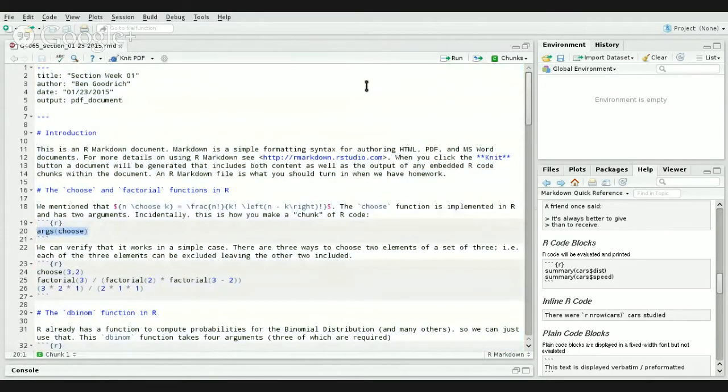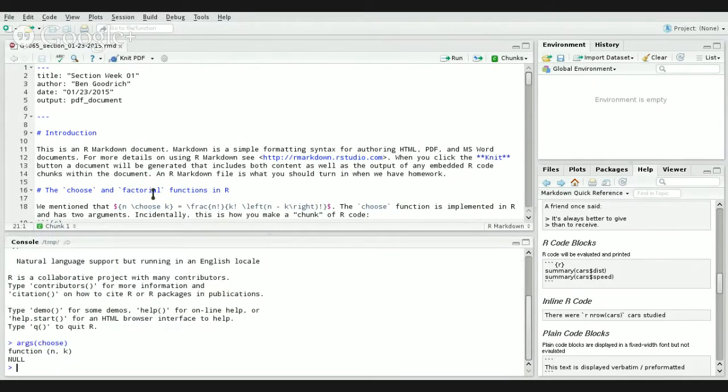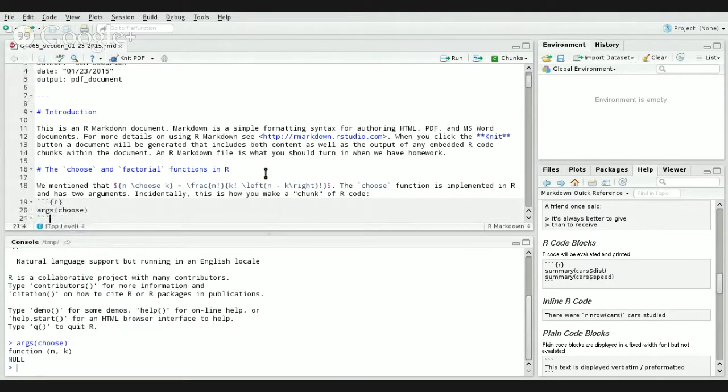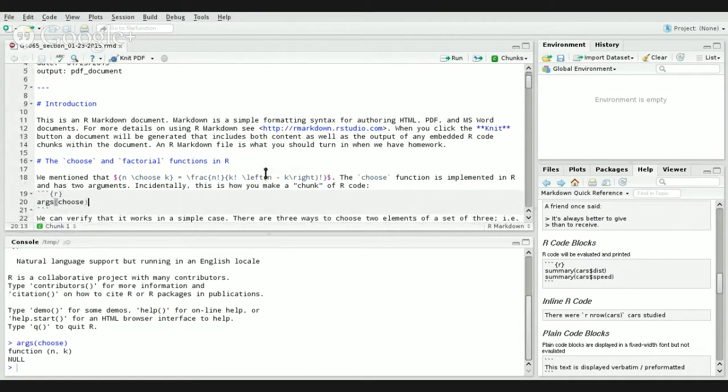And then you can click on the run icon, which will also show you what is the shortcut under your operating system for piping a line of code from a RMD file or a .r file into the R interpreter below. So for me, that's Control Enter. When I execute that particular line of R code, it tells me the arguments to the choose function, which are n and k. And that makes sense because the choose function is defined as n factorial divided by k factorial, also divided by n minus k factorial.